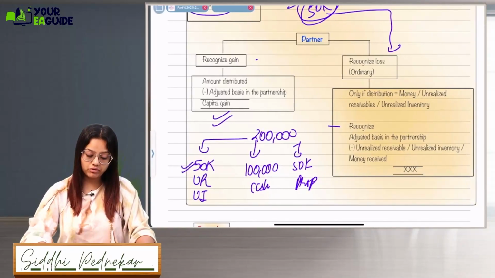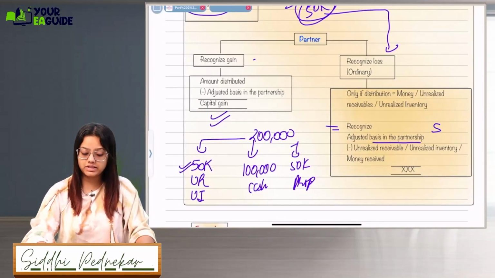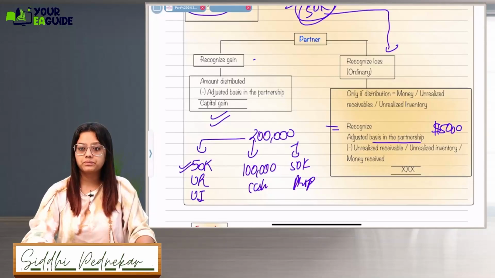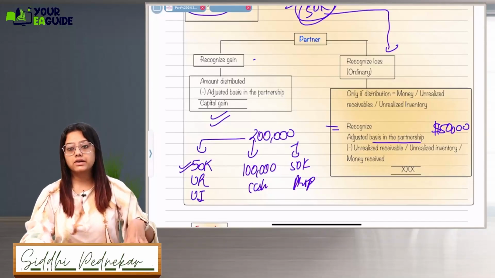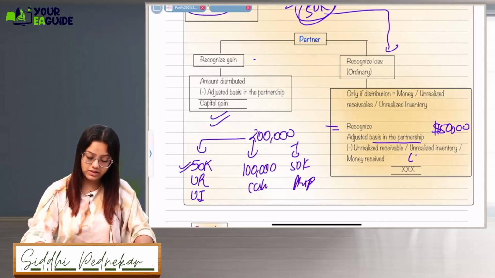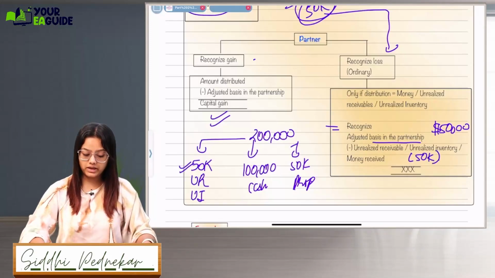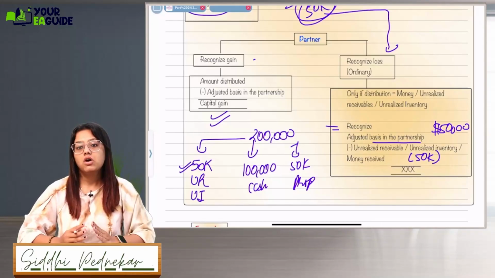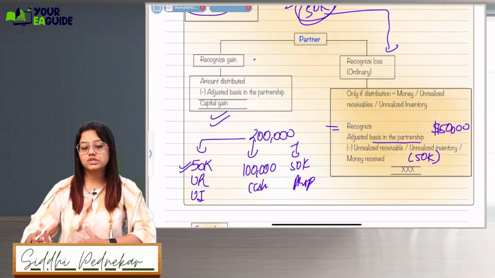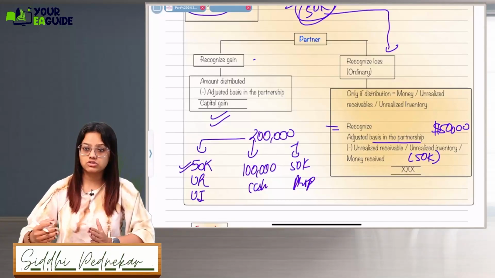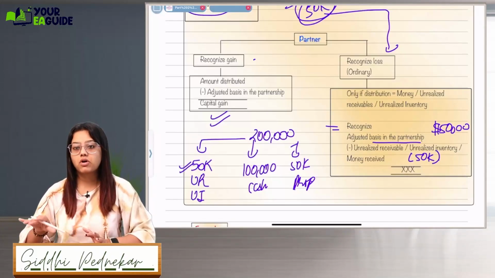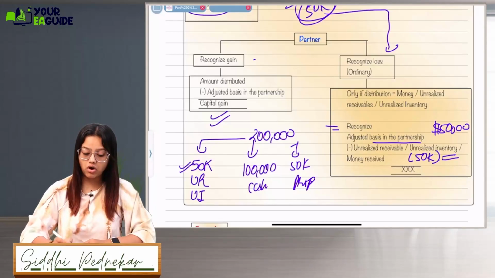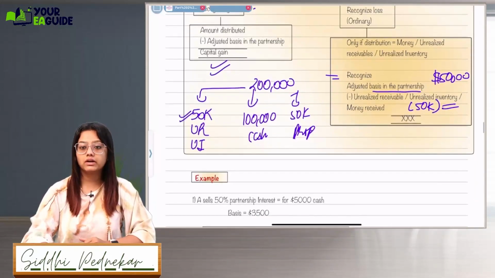So here you have to recognize whatever the adjusted basis is. In our example, it is 1,50,000, minus the unrealized receivable, inventory or money which you have received, that is 50,000. So this much amount you are going to receive, and the remaining you need to recognize. Only if the distributions are made in the form of money, unrealized receivable or unrealized inventory, this portion will be called your ordinary income. Okay, got it, guys?